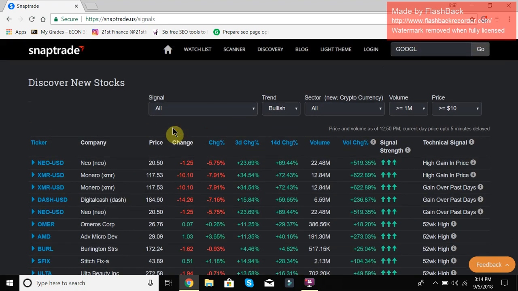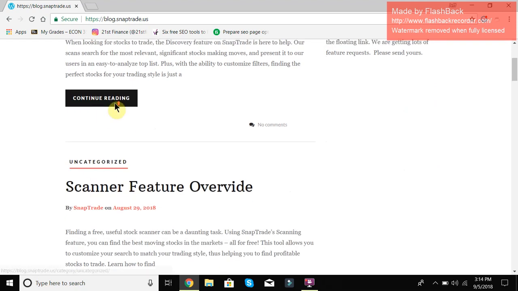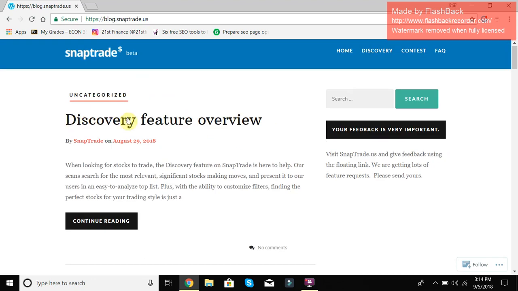Last little tidbit of this website that I like: there actually is a blog on the website as well. If you're new to Snaptrade, it is a newer website, and they're in a beta phase for a lot of their processes. The nice thing with their blog is it'll show you how to use different features within the website. You can read up and understand, okay, this is what this feature does, things like that.